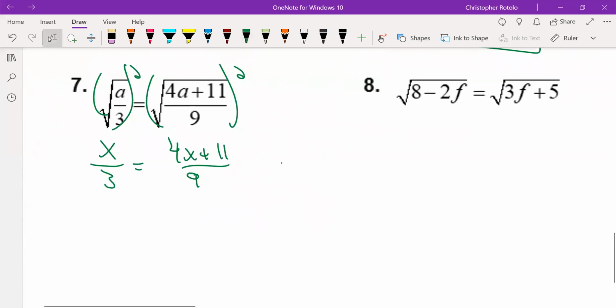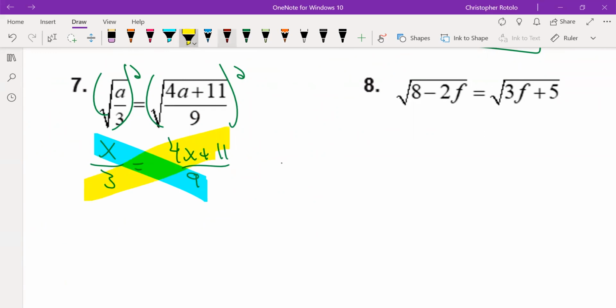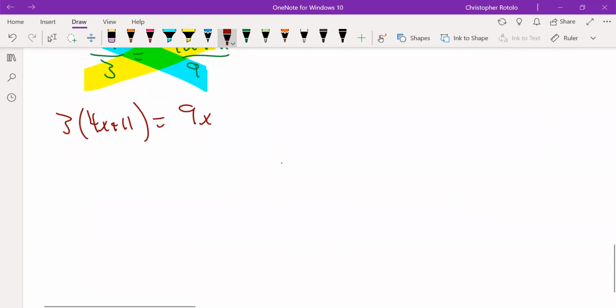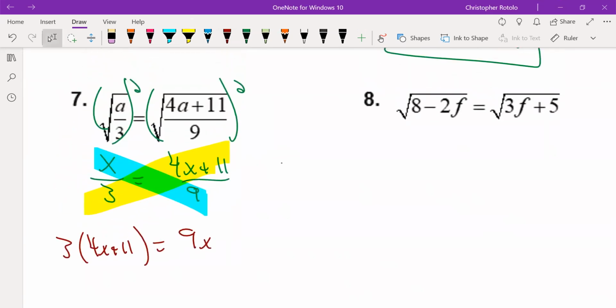All right, and now you're thinking, wait a minute, this one's a little bit different, and it is, but all we're going to do is cross multiply. So some time ago, we also did that as well. So I get 3 times 4x plus 11 equals 9 times x, which is just 9x. All right, so since it started off as both covered by the square root, I just want to make sure we had to do something extra for this one.